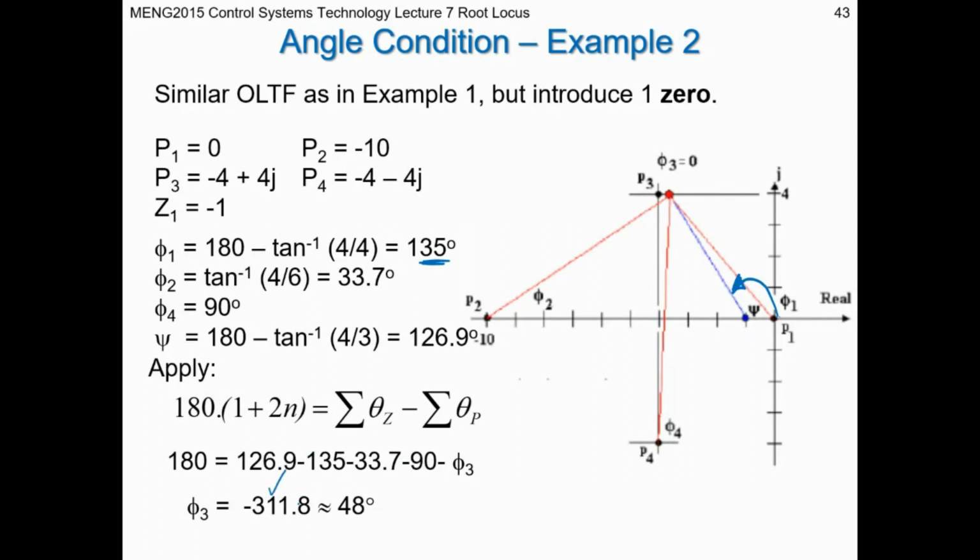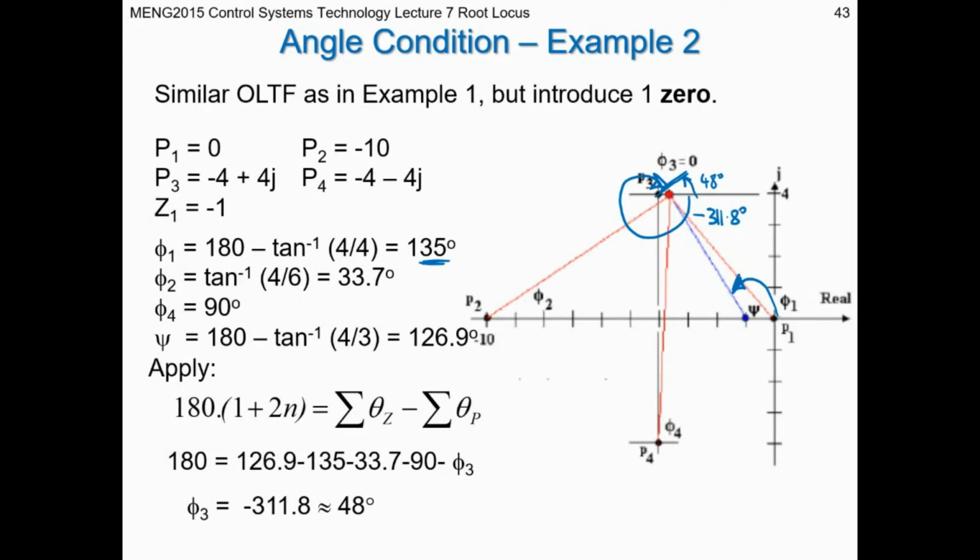The answer we get is minus 311.8. So now, what's the angle? It's coming out at, this is the negative direction, because for this, counterclockwise is positive. So this is minus 311.8 degrees, which is the same as plus 48 degrees.